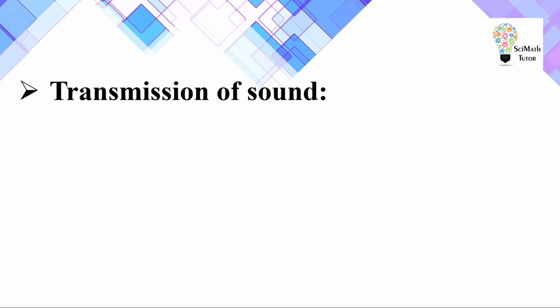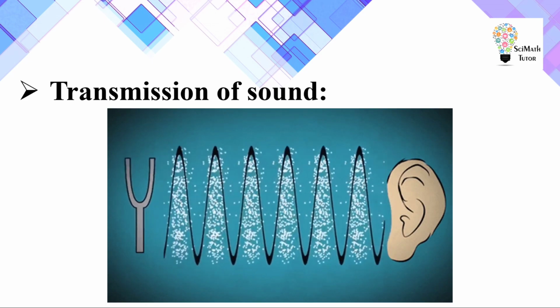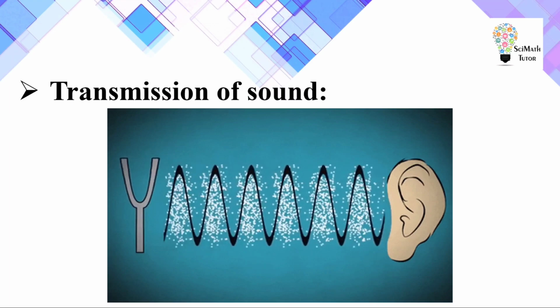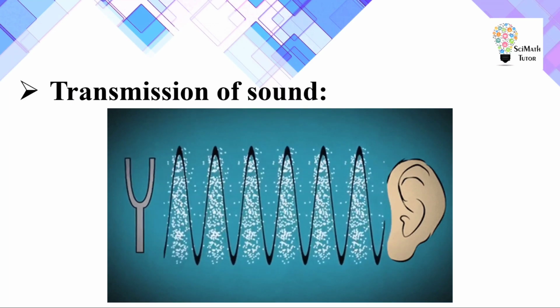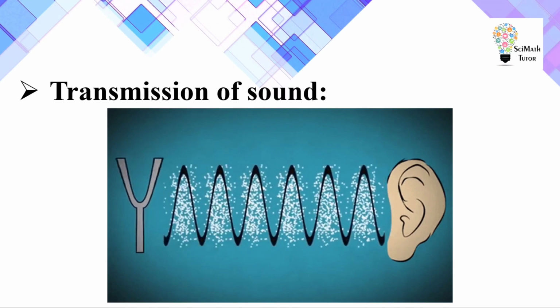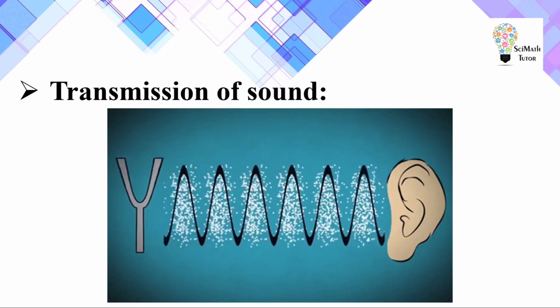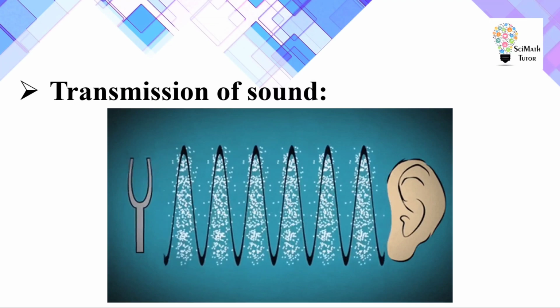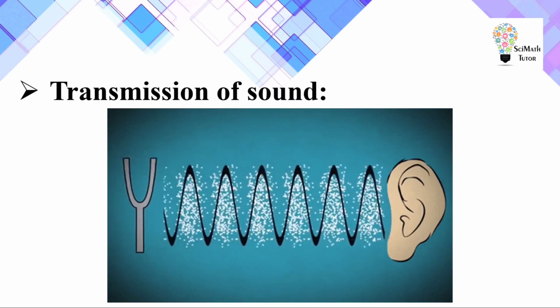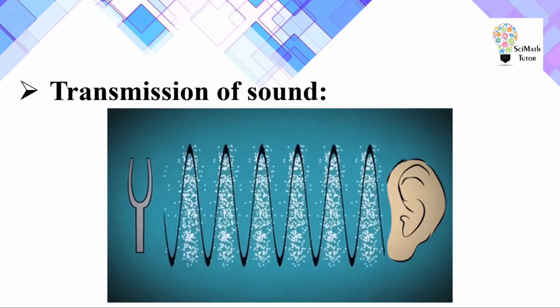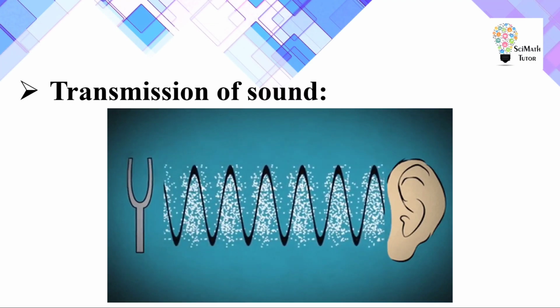Let's see about transmission of sound. As the prongs continue to vibrate, an alternating pattern of high and low pressure regions is created. These regions are transported through the surrounding air, carrying the sound signal from one location to another. The sound produced is transmitted through pressure waves.